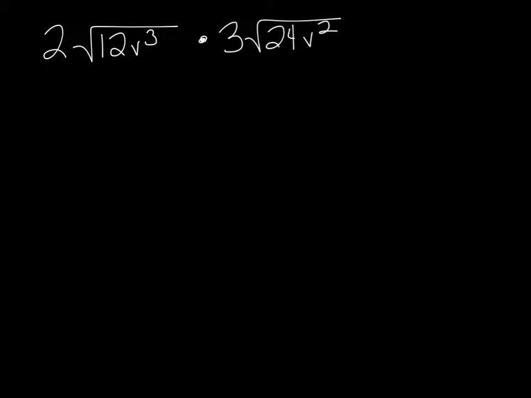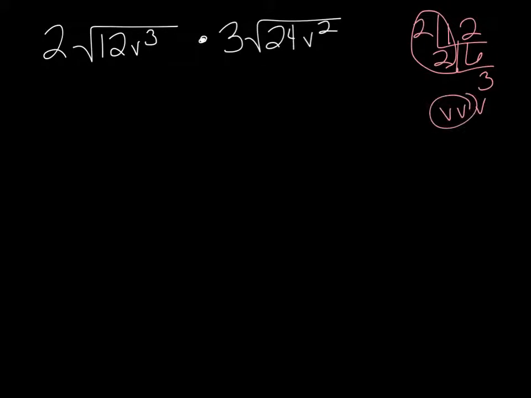Let's simplify each radical. 12v cubed. See 12, you have 2 times 6, 2 times 3. So there's a pair of 2's. And then you have 3 v's. So there's a pair of v's. And there's already a 2 out. So 2 times 2 is 4. 1 pair of v's that come out. And then we have a 3 and a v left over that stay inside.